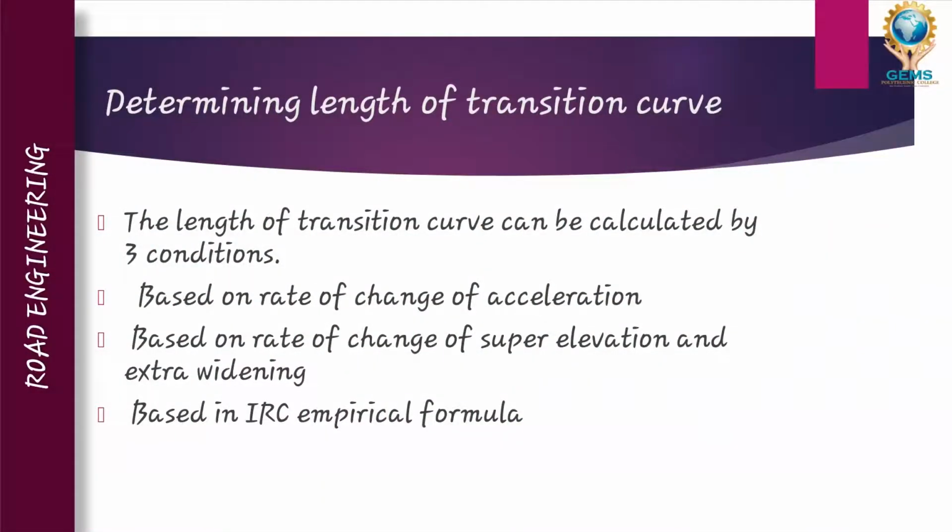Next is determining the length of the transition curve. The length of the transition curve can be calculated by three conditions: based on the rate of change of acceleration, based on the rate of change of super elevation and extra widening, and based on the IRC empirical formula. These are the three calculations with which the length of the transition curve can be determined.